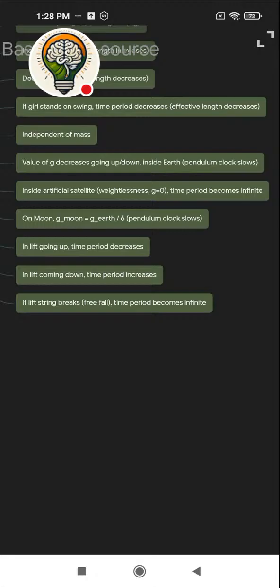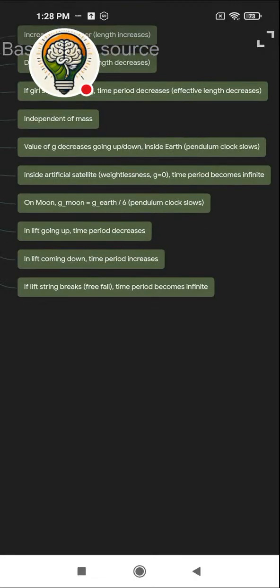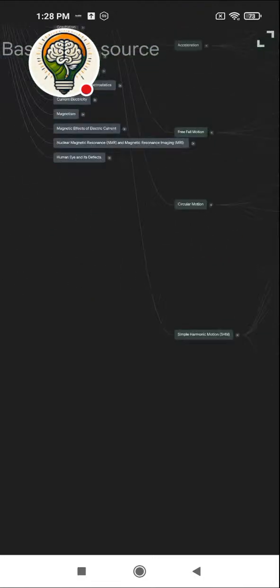In a lift going up, the time period decreases. In a lift coming down, the time period increases because gravity decreases. And if the lift string breaks and it is in free fall, the time period becomes infinite.